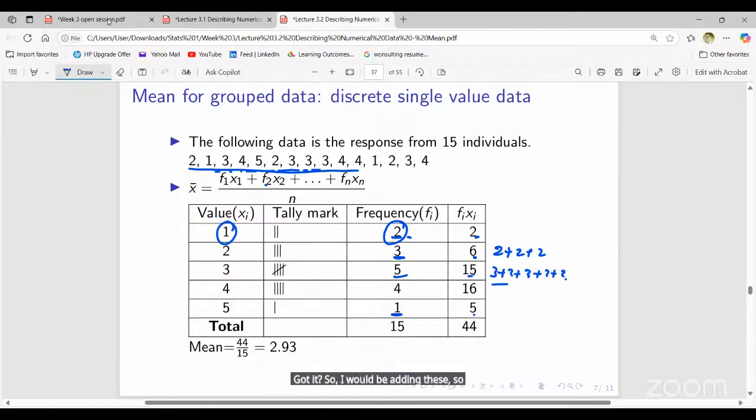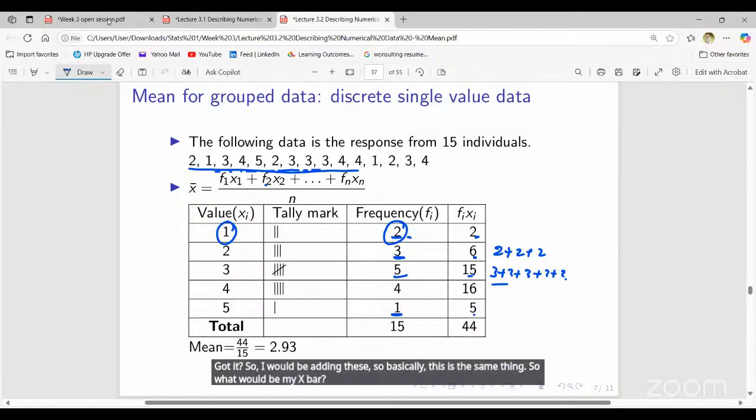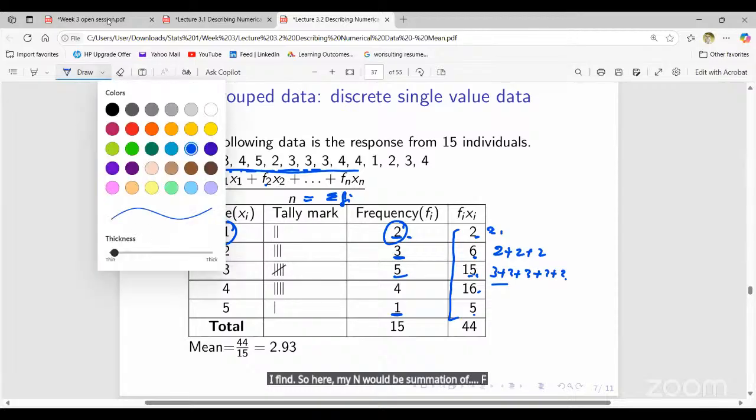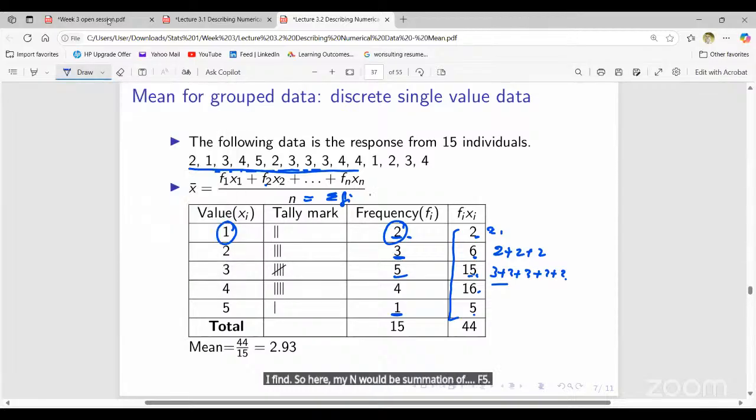So what would be my x bar? These are my x1, x2, x3, x4, x5. I will be adding all these values divided by the summation of fi. So here my n would be the summation of fi, which is 15. So my mean will be equal to 2 plus 6 plus 15 plus 16 plus 5 divided by 15, and this comes out to be 2.93.